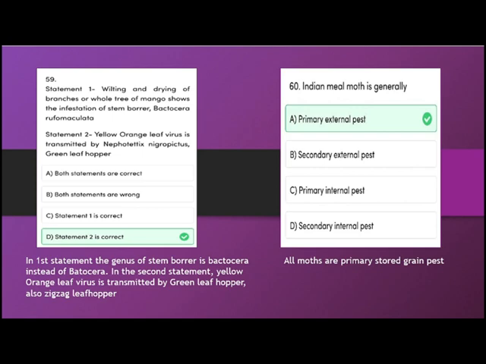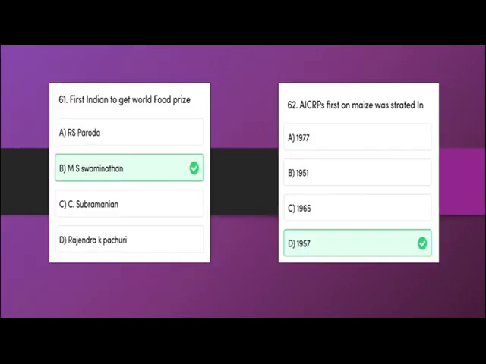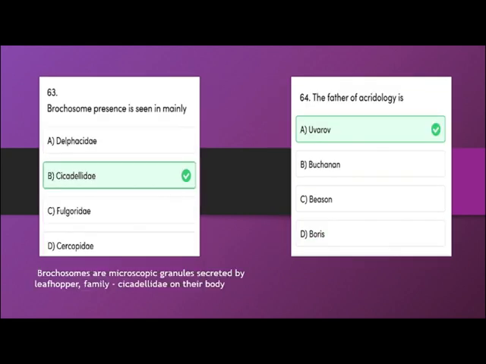Now come to the 60th question. Indian meal moth is generally a primary internal pest and all moths are primary storage pests. Come to the 61st question. First Indian to get the World Food Prize, and the answer is M.S. Swaminathan. 62nd question. ICAR's first project on maize was started in, and the answer is 1957.